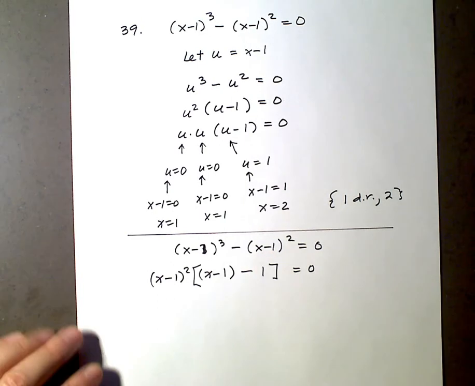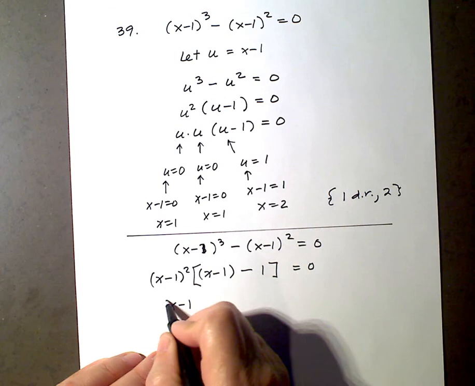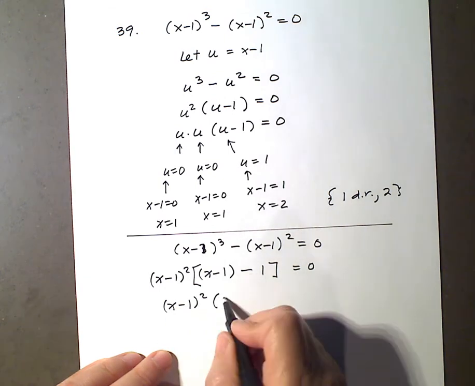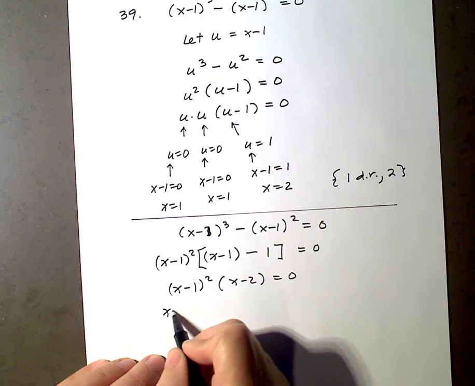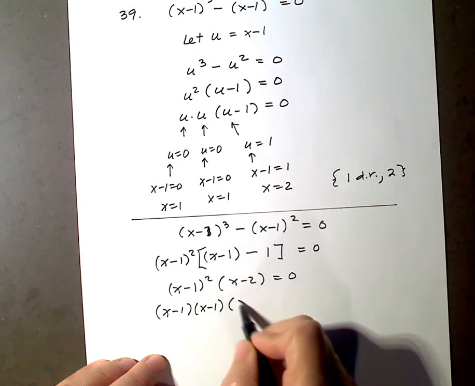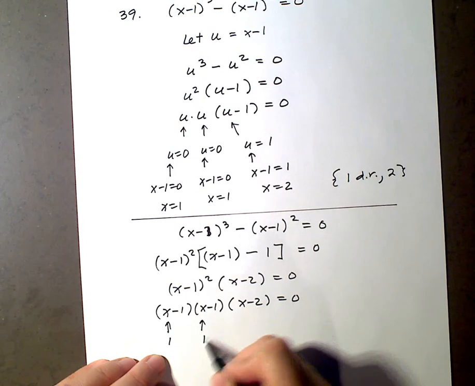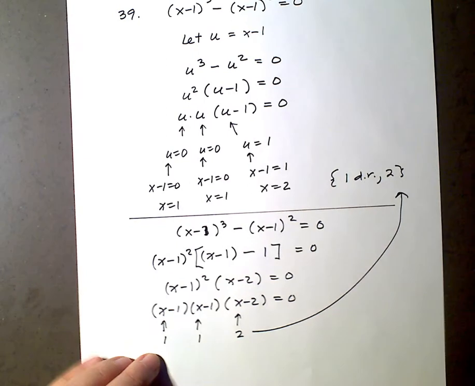So then I'm going to simplify this, so I've got x minus 1 squared times x minus 1 minus 1, which is x minus 2, equals 0. And x minus 1 squared, I'll just write it out, both of them, x minus 1 times x minus 1 times this x minus 2 is 0. And here you get your 1, and your positive 2, which is the same as we got using the other method.